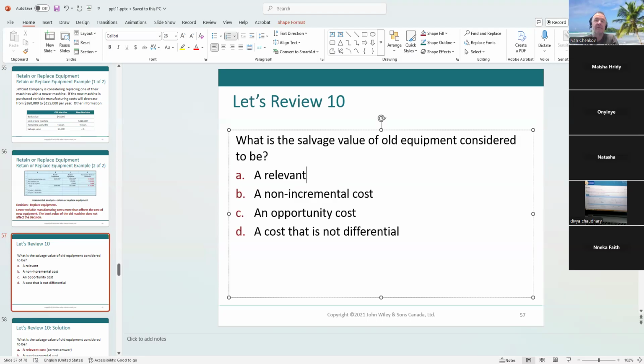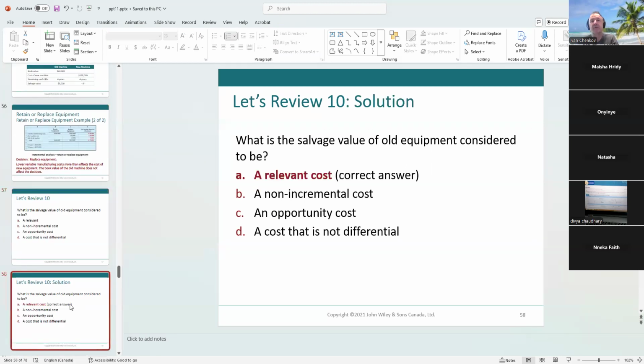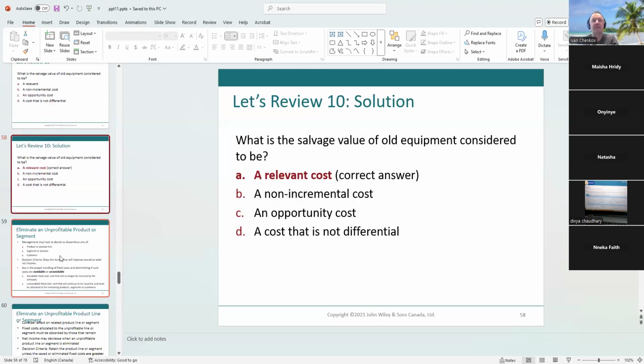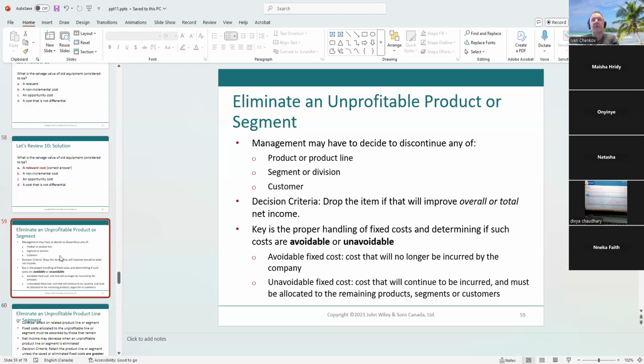To be relevant, not cost, just relevant. I'll be more comfortable with this case. Otherwise, it will be confusing, because technically salvage value is not a cost; it's more like money coming in. Make sense? So now let's eliminate. Let's go to another decision.